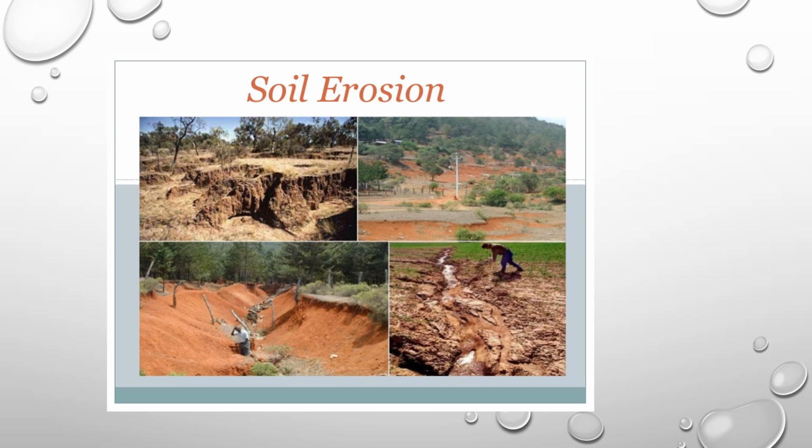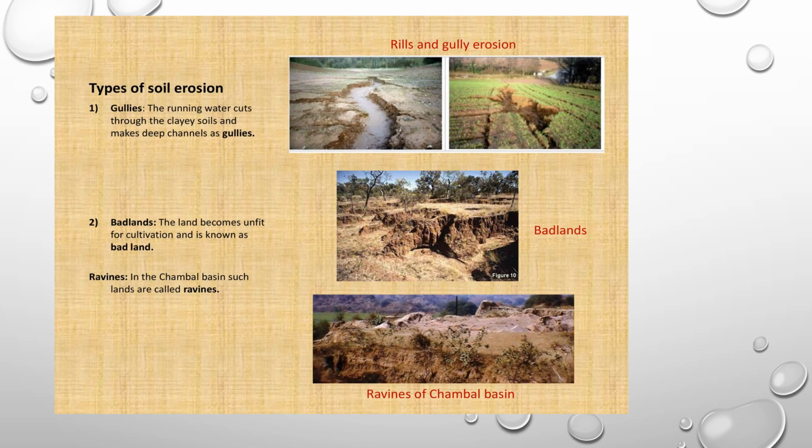I hope you understand. It reduces the productivity of the soil. Deforestation, overgrazing and flood are some of the causes. Okay, the next one is types of soil erosion. Gullies: running water cuts through the clayey soil and makes deep channels called gullies. Like a canal, the water cuts the path, and that is a gully. Rills and gully erosion.